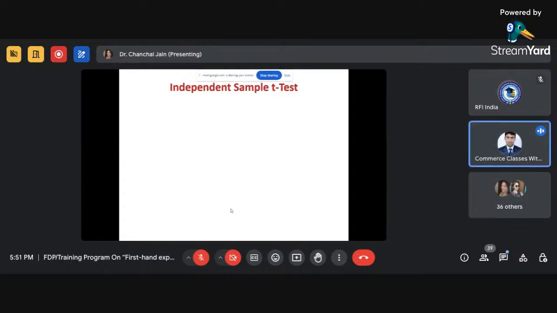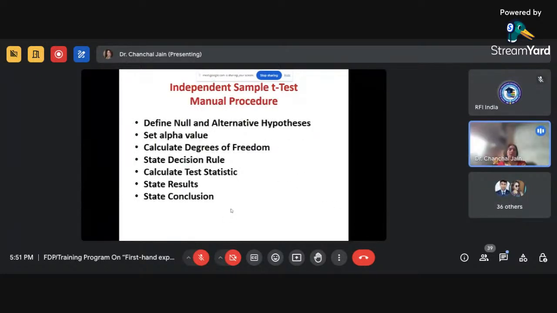Now this is the procedure which I have shown in the case of the one sample t-test also. That means here you need to define your null and alternative hypothesis. Firstly, you will set your alpha value, that is the level of significance. You will calculate the degrees of freedom. In the case of the independent samples t-test, degrees of freedom can be calculated manually using this formula: sample size of the first group minus 1, plus sample size of the second group minus 1. Then you need to state the decision rule: if your calculated value is less than the tabulated value, you are going to accept the null hypothesis.